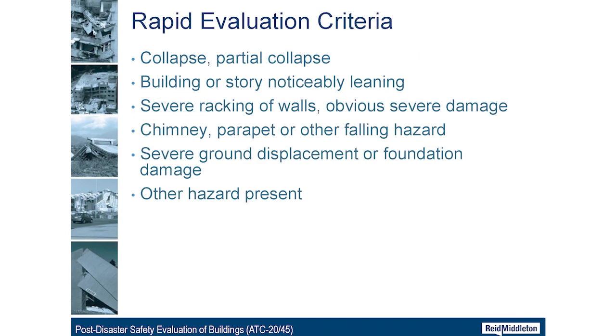So the general criteria: you're looking for collapse or partial collapse of the building. Is the building, or a portion or story of the building, noticeably leaning? These are not rocket science, yes or no questions. Is there severe racking of walls, obvious severe damage or distress, a chimney, parapet, or other falling hazards, severe ground displacement or foundation damage, or any other hazard present? This is that table on page 13, by the way. So these are the general types of checks, and we'll get to the form in a second. Again, these are fairly straightforward.